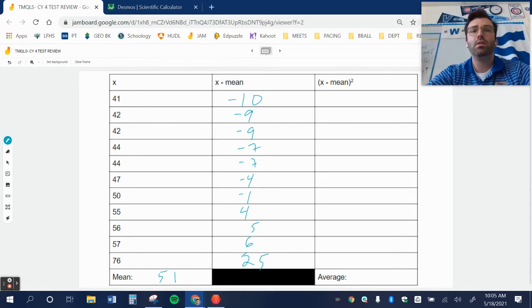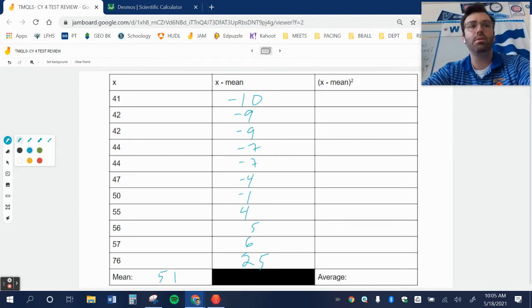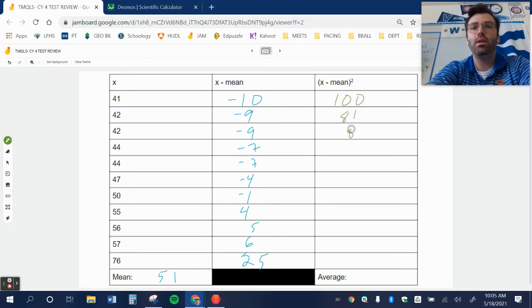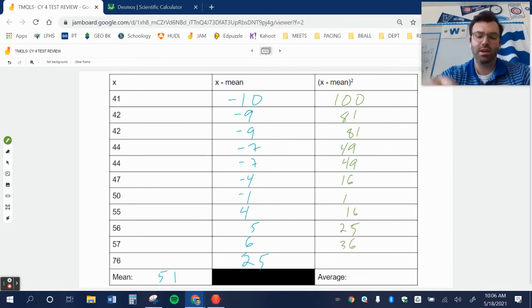All right, so now I want to take every single number in this column and square it and put it here. So I'm going to square all these numbers. Negative 10 squared is 100. 81. 81. All of these numbers should be positive because when you square a positive number or a negative number, it becomes positive. Why? Because negative 4 times negative 4 is positive 16. Positive. 25 times 25, I think that's 625. Yeah, that's right.